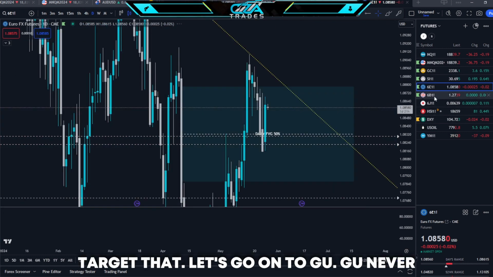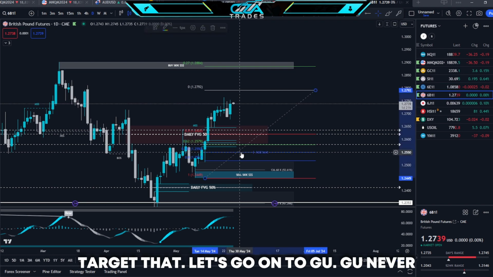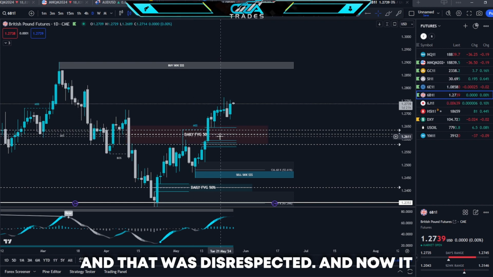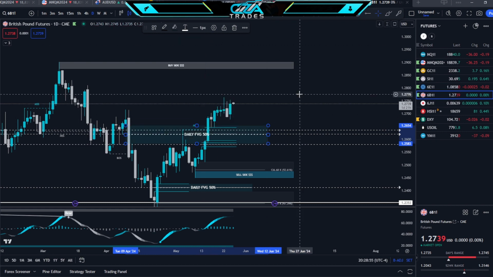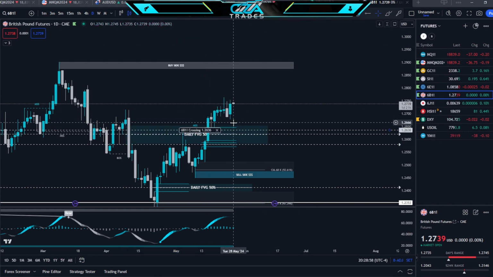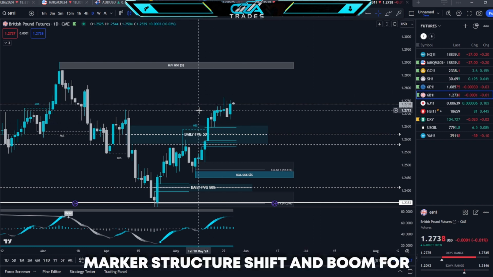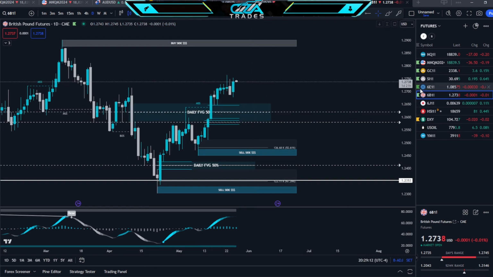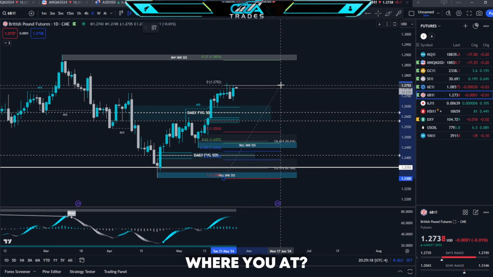Let's go on to GU. GU never pulled back. We have a daily fair value gap over here that was disrespected. And now it became a new bullish daily. Nuts, like right over it too. We have an alert set over here, 1.2620. Market structure shift, and boom, fair value gap, inverted fair value gap. Looking at the OTE fibs. Where are you at?